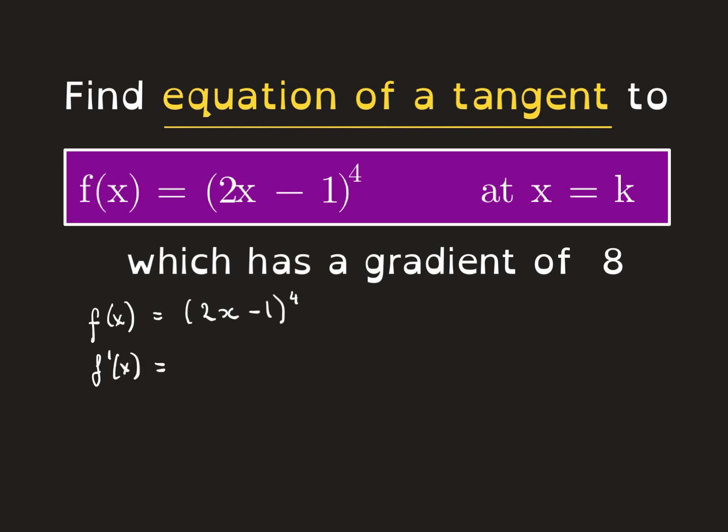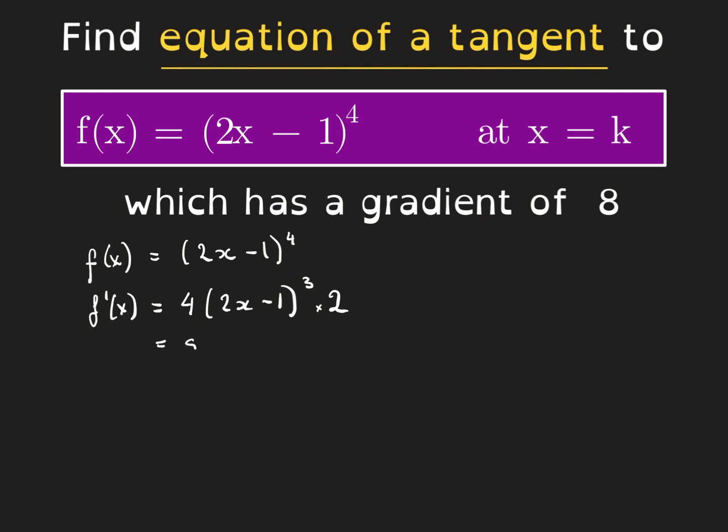It's going to be a chain rule, so we'll put (2x − 1)^3 because we need to diminish the power by 1. And now we'll differentiate what's inside the bracket and multiply that by 2. And this will be 8(2x − 1)^3.